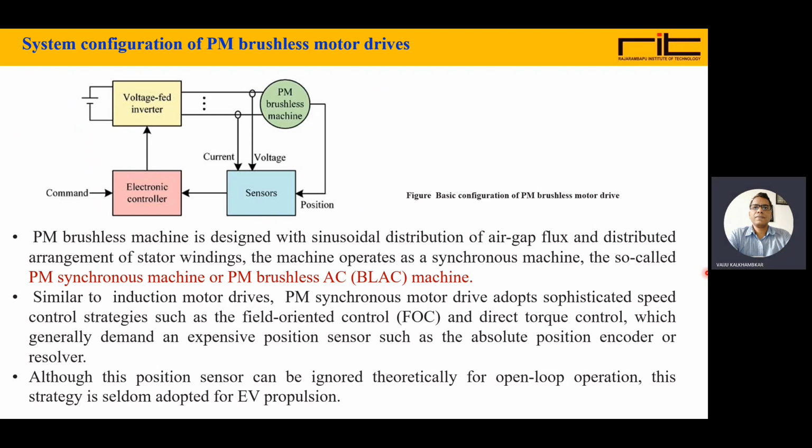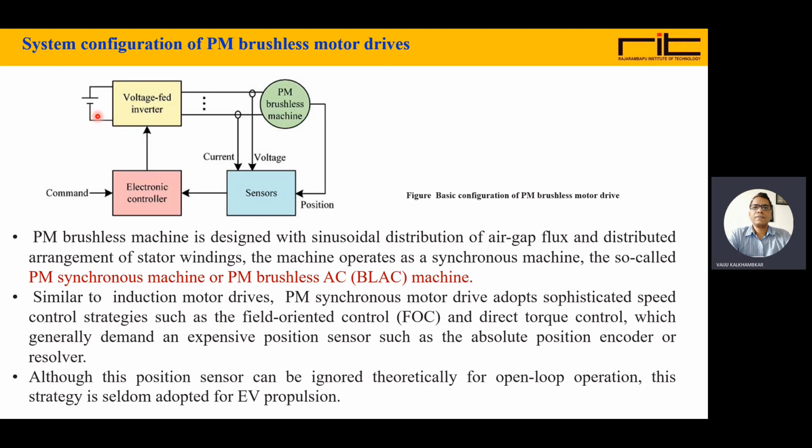Similar to induction motor drive, permanent magnet synchronous motor drive adopts sophisticated speed control strategies like field-oriented control and direct torque control, which generally demand an expensive position sensor such as the absolute position encoder or resolver. Although this position sensor can be ignored theoretically for open loop operation, this strategy is seldom adopted for EV propulsion. So sensors have to be used.